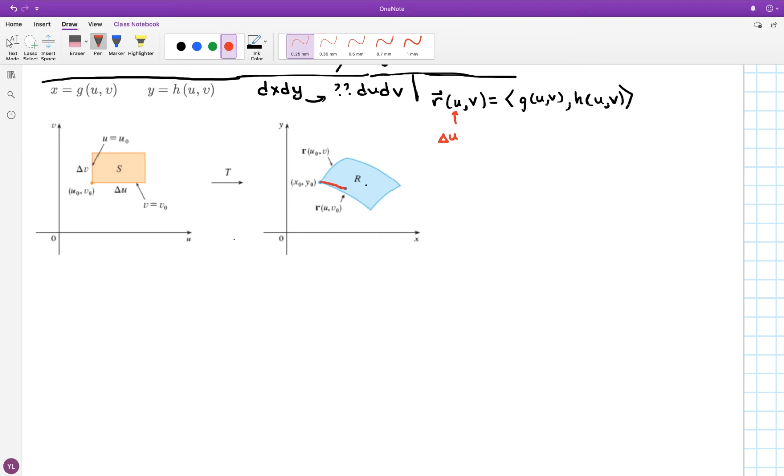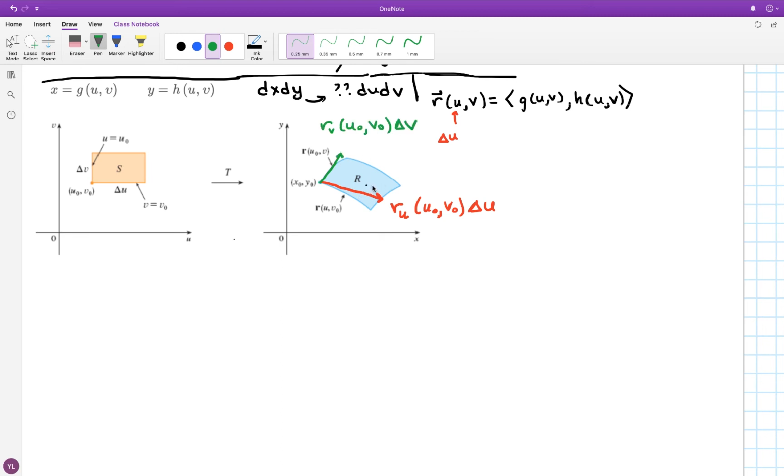So let me try and get it drawn properly here. This vector right here is an approximation to the difference of r(u naught, v naught), which is (x naught, y naught), and whatever the r(u) value is over here. So if I take the partial with respect to u and multiply it by delta u, I get a vector that approximates the connection between that point and that point. And similarly, if I move v ever so slightly, delta v, then the r sub v vector.